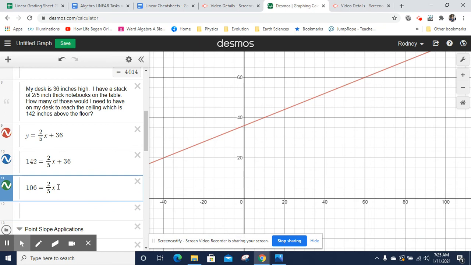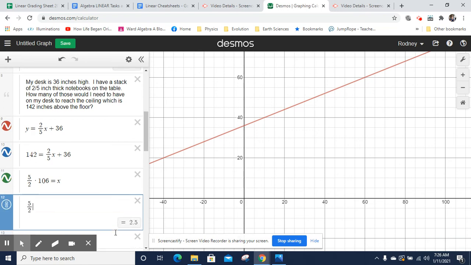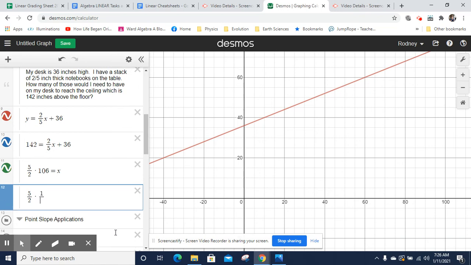So 5/2 times 2/5, and 5/2 times 106. So the 5/2 times 2/5 goes away. That's just 1. So now x equals 5/2 of 106. So what is 5/2 times 106? It's 265. So I need 265 notebooks to reach the ceiling.